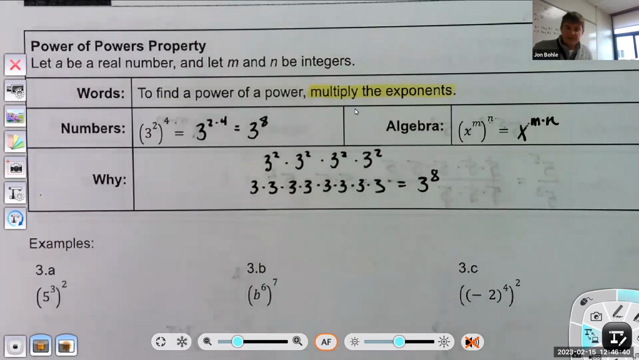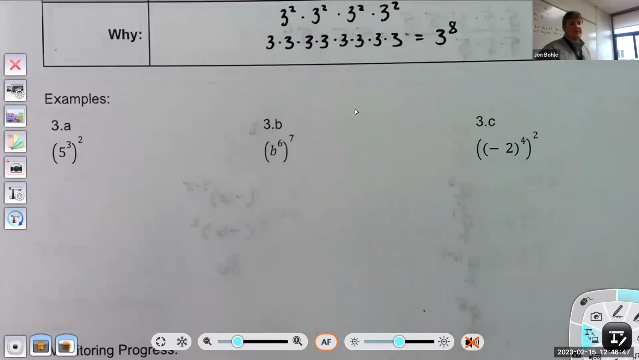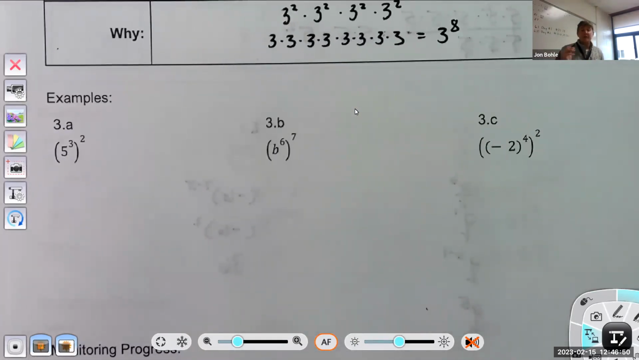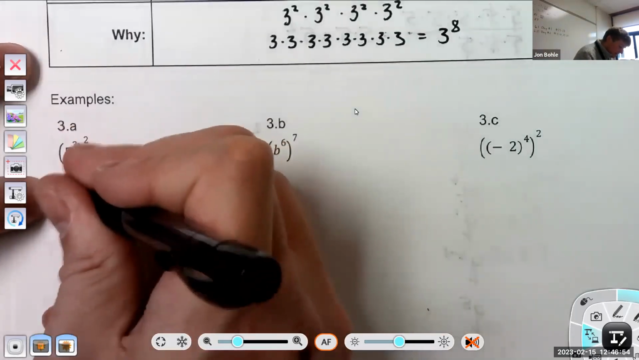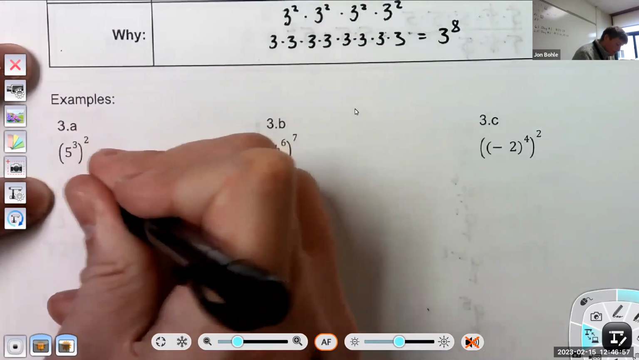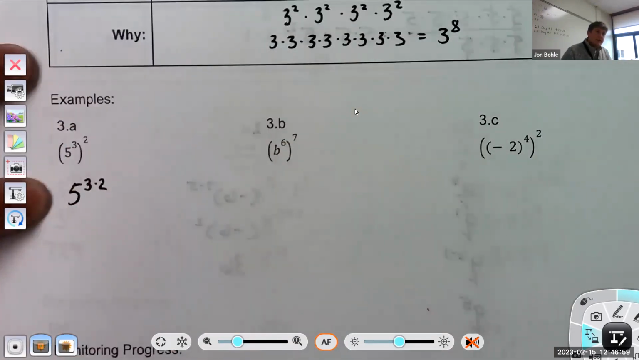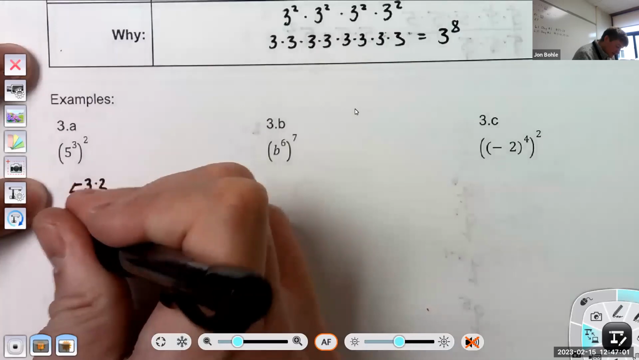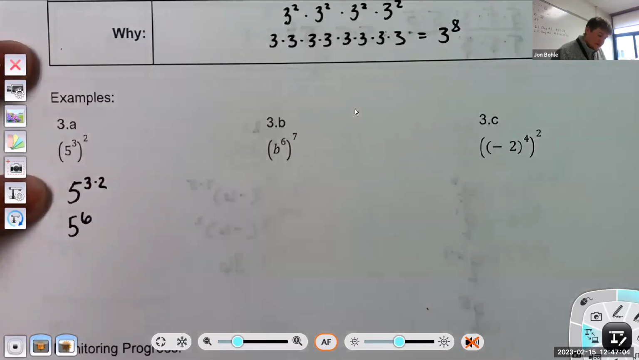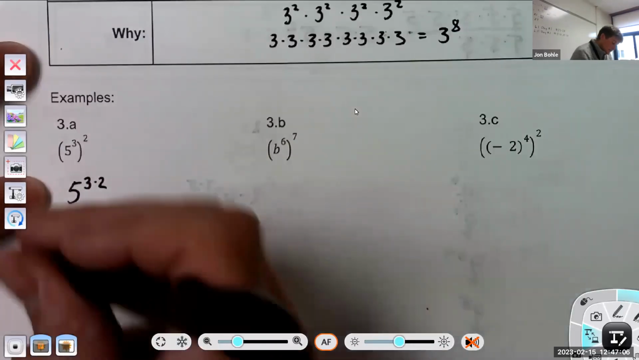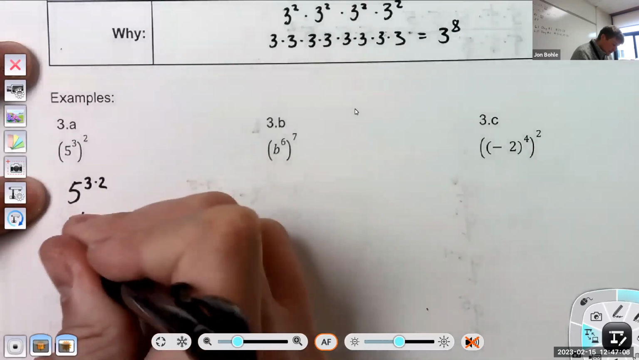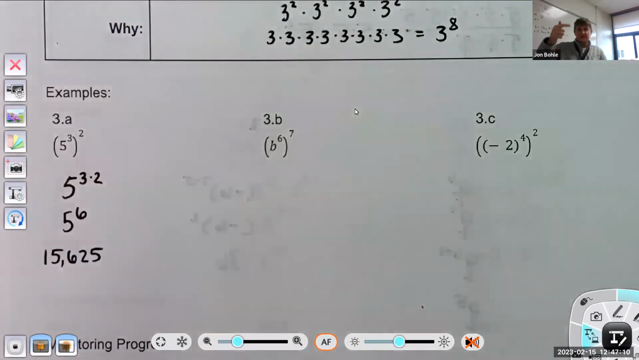Okay, last set of examples and monitoring progress problems, and that's it for day 1. Okay, example 3A. I'm taking 5 to the third and I'm taking that to the second power. So that means I need to keep my base the same and I'm going to multiply my exponents together. So 3 times 2 is 6. So this is 5 to the 6th power. Okay, and 5 to the 6th power is 15,625. And you would do this by taking 5 times 5 times 5 times 5 times 5 times 5.